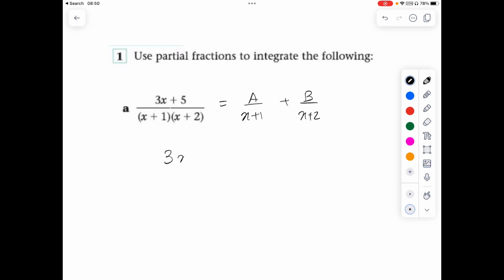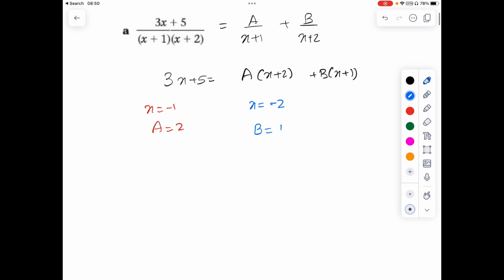So what do I get from there? 3x + 5 equals A times (x + 2) plus B times (x + 1). Then what am I going to do? I am going to plug in x equals -1. This gives me the value of A as 2. Then I'm going to plug in x equals -2. This gives me the value of B as 1. So once I get that, then I'll be writing it out.